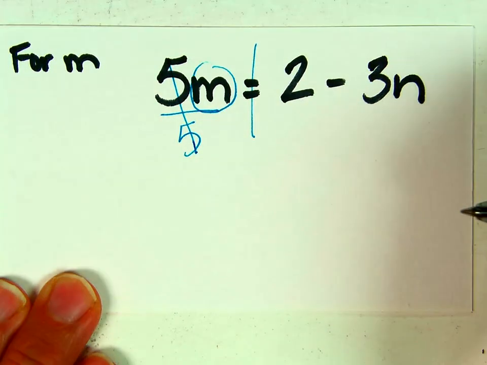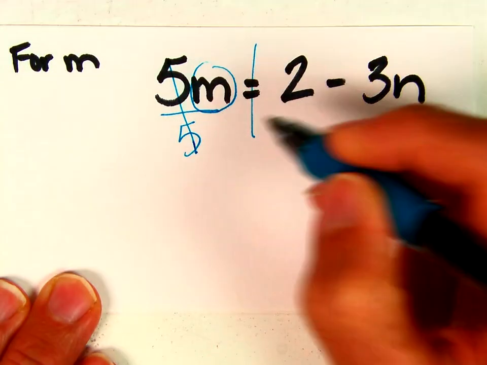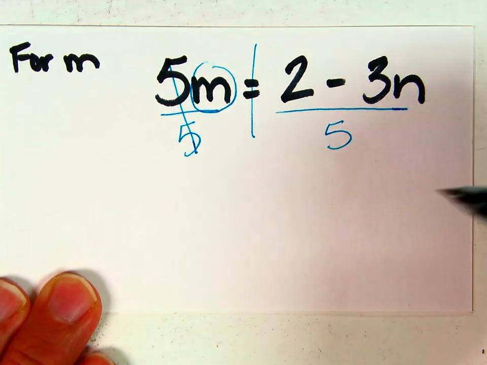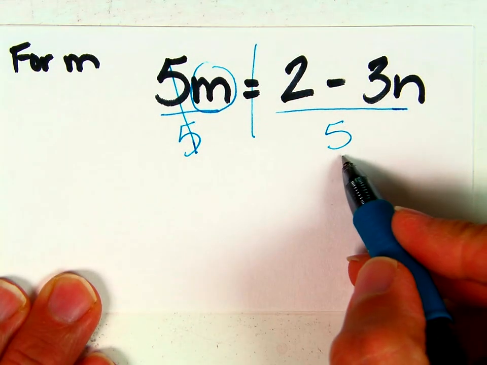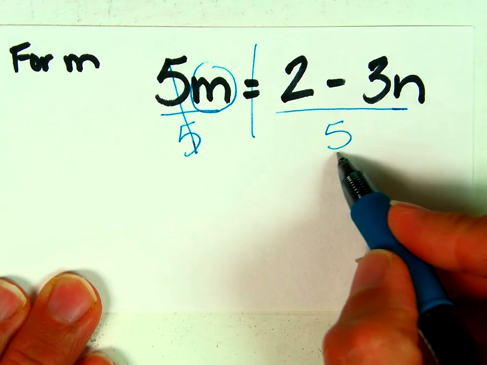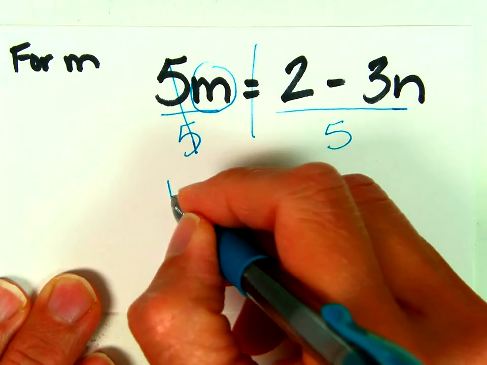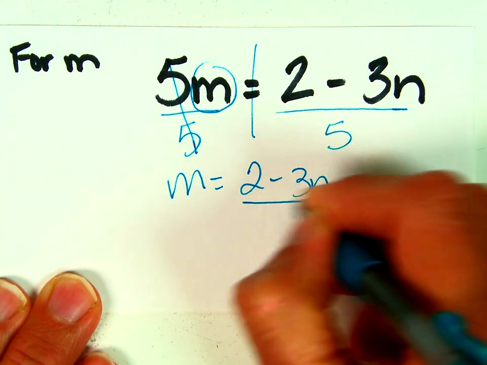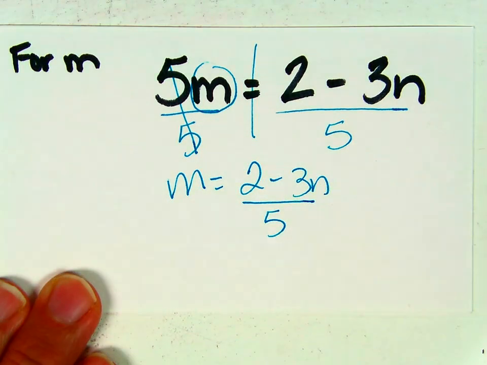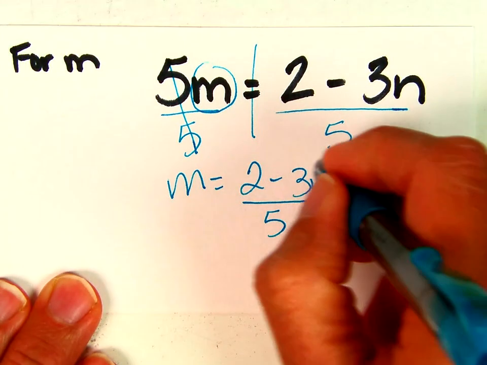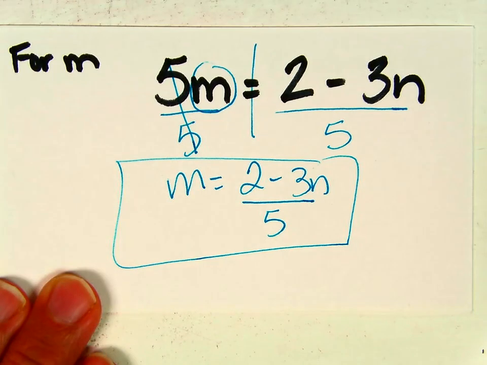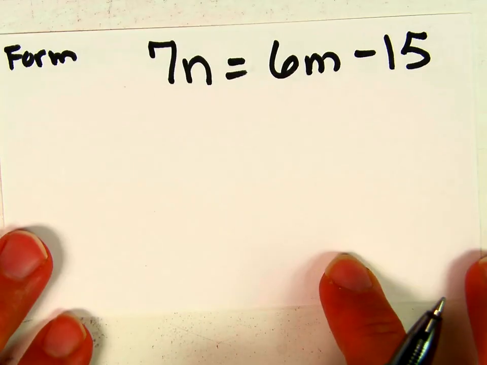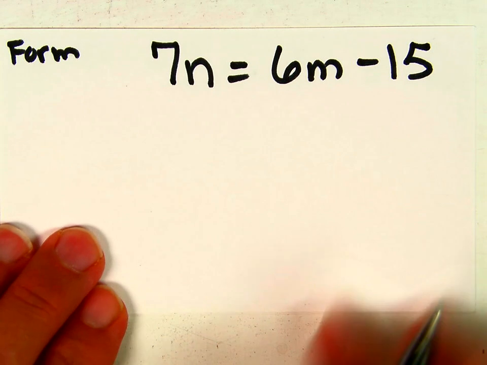So I'm going to divide 5 by 5 on that side, but whatever I do to the left side, I have to do to the right side. So I come over here and divide by 5 too. But 5 doesn't go into 2 and 5 doesn't go into 3, so I actually just write down my answer like this. And that's my answer. All done. All right. Next, I'm trying to solve for m again.